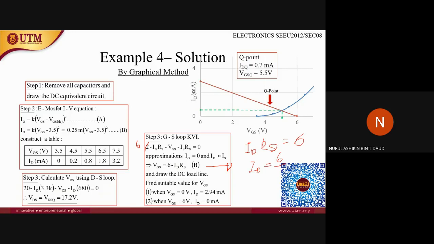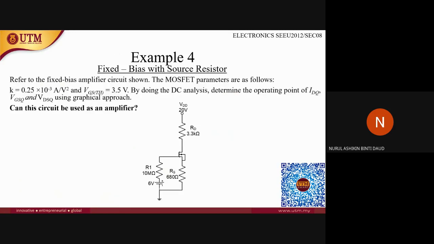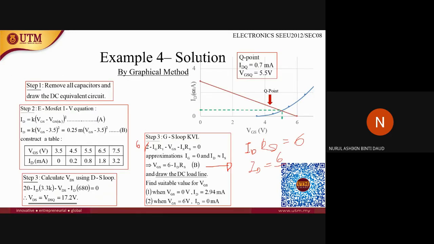How many? 680 ohm. Okay, so 6 divided by 680 ohm. So you will get the value at this point. Then connect these two points with a line, and you will get the Q point. Okay, so this is the value of IDQ, and this is the value of VGSQ.